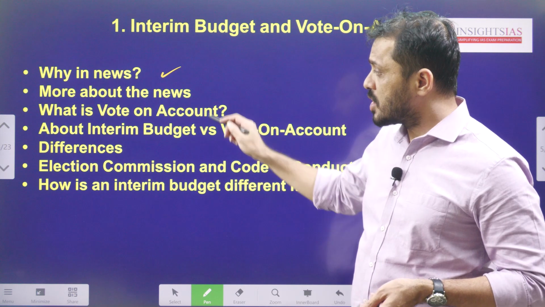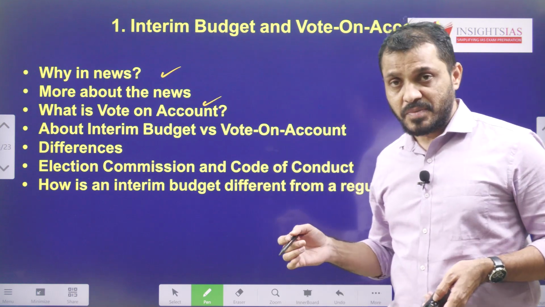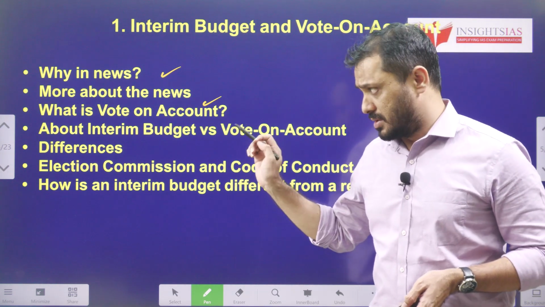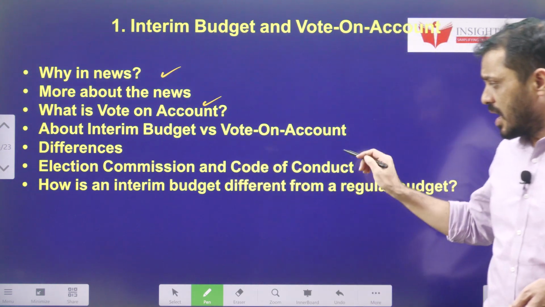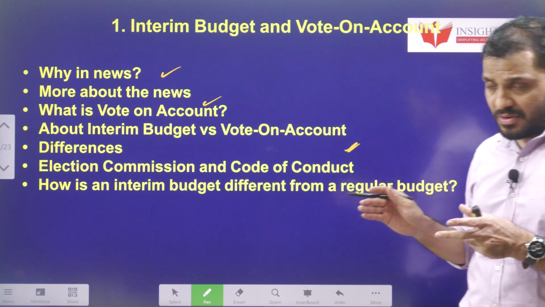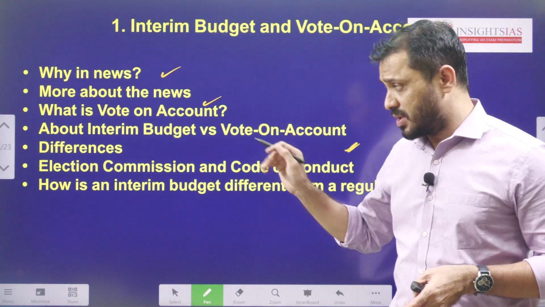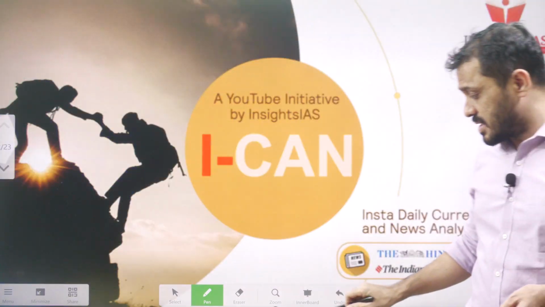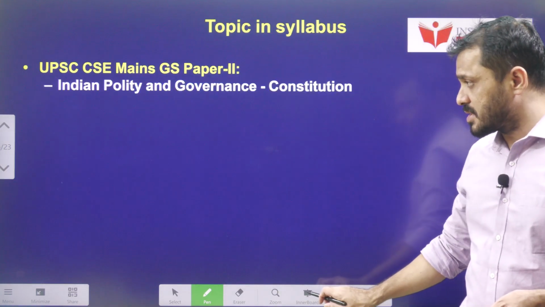Next we will discuss what this vote on account means, how it is different from the interim budget, and what the key differences are. Then we will see how the Election Commission can be involved with these two different types of budget. So we are going to discuss all these things. First let me explain the concepts.